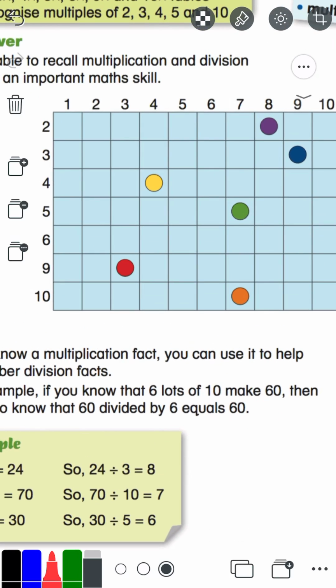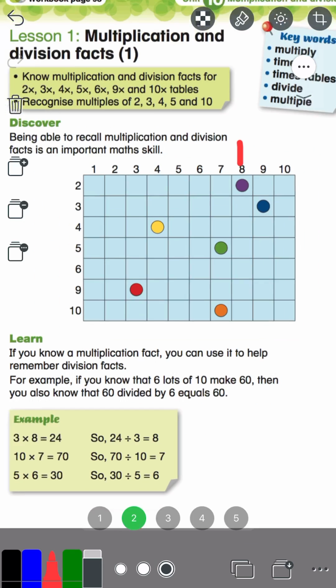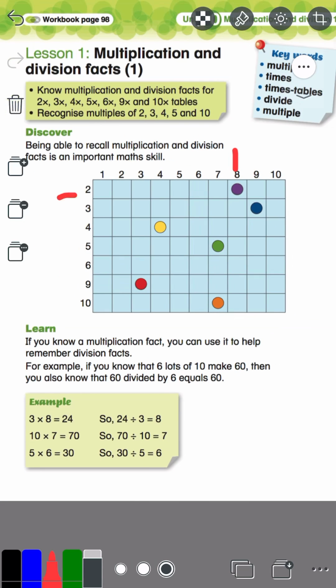In this table here, we have different colorful circles inside each square, and you have to know what it equals in the multiplication table, because here we have 2 times 8. 2 times 8 equals what? Equals 16. 3 times 9 equals what? Equals 27. And now speaking of 9, the 9 is my favorite number in the multiplication table.